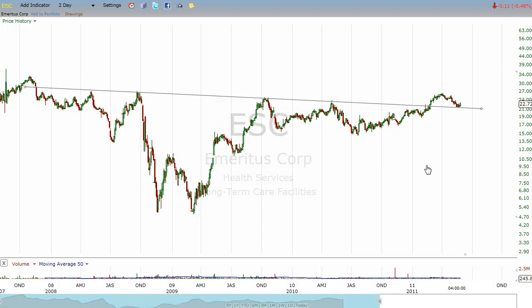But that aside, why do we get this phenomenon where resistance, once broken, turns into support? Well, the reason is, pretend like you had some Emeritus stock, and let's say that, well, first off, why does resistance turn into resistance? All right, let's start with that first.